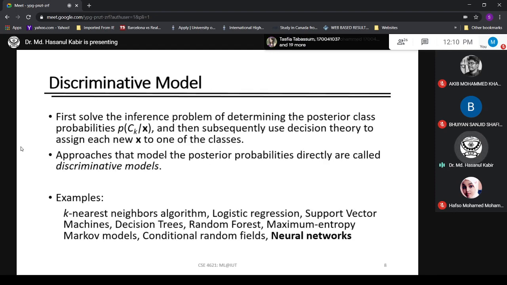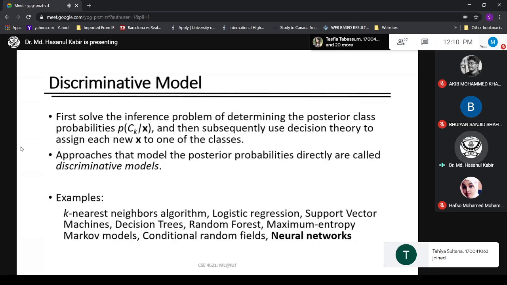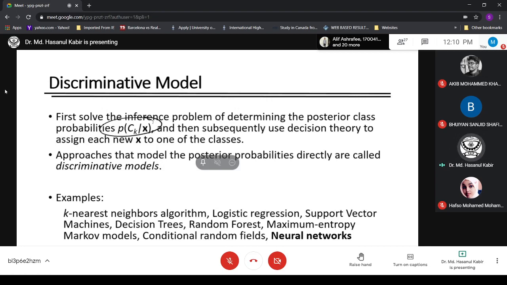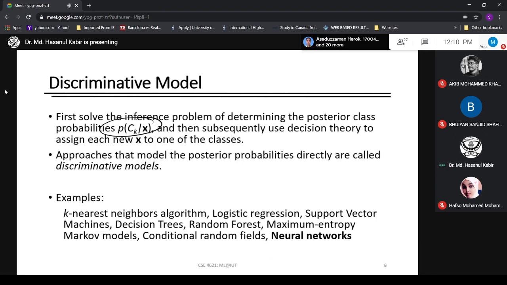In case of the discriminative model, as you can see from here, we try to determine the posterior probability. There is no intermediate step of finding the likelihood or the joint probability distribution. This posterior probability will be used for discriminating. That's why these are known as discriminative models. I have listed below the example algorithms which fall into the domain of discriminative models. Here we have already learned about the neural network. In the upcoming lectures, we'll also learn about the support vector machine.